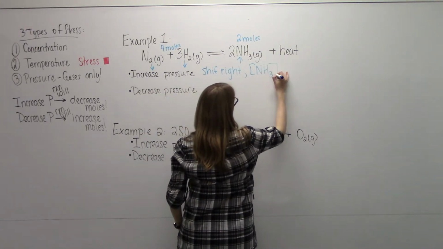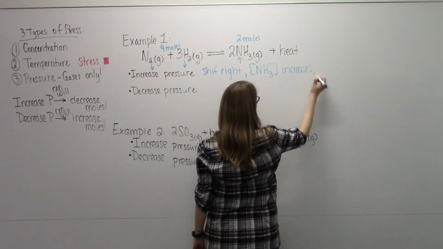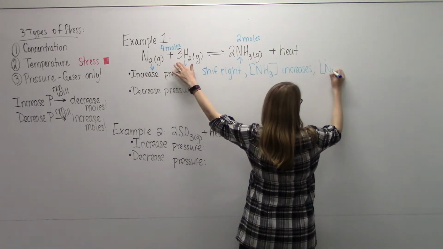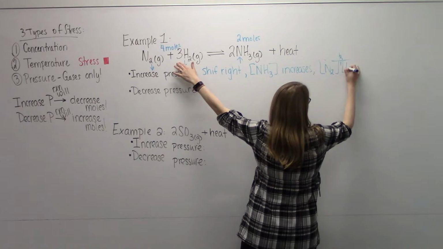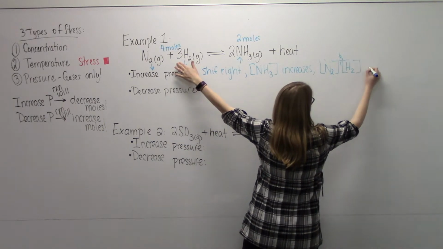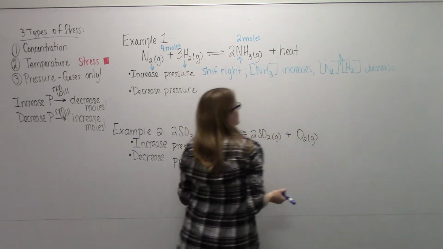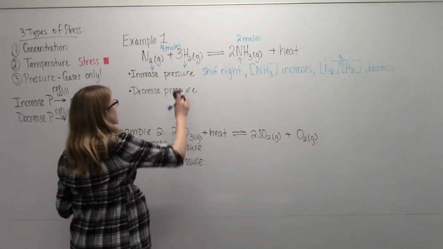So NH3 increases, and our reactants, N2 and H2, decrease. Now this next one is going to do the exact opposite, but I'll erase some stuff just to show you.